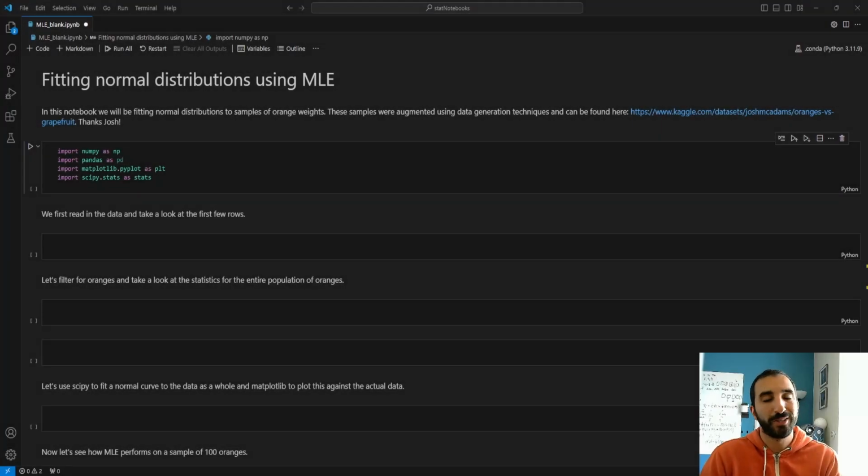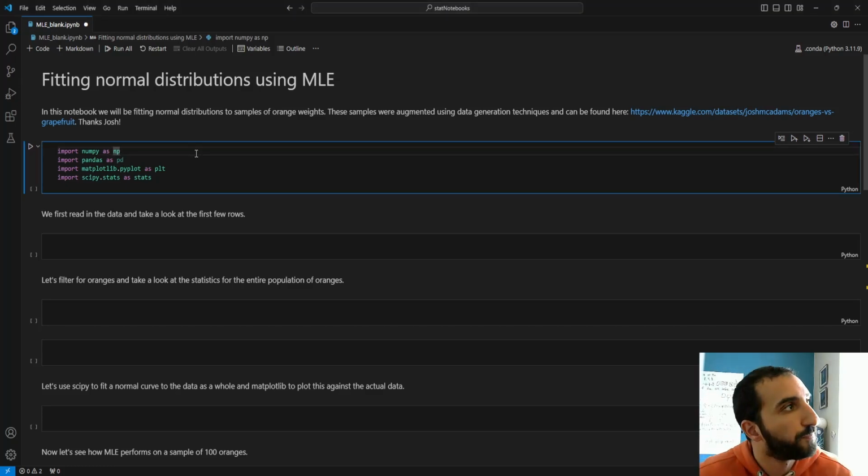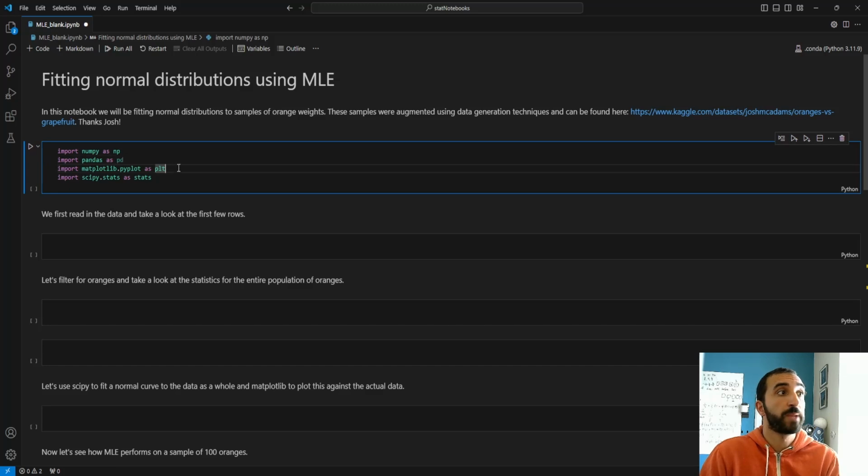All right, so here we are in the Jupyter Notebook. So like I mentioned, we are going to be using maximum likelihood estimates to fit normal curves to samples of orange weights. So I'll start off with some imports. We're going to be using NumPy. It's going to provide us with a couple helpful functions. Pandas is what we're going to be using for data manipulation. Matplotlib is going to be used to plot our outputs. And most importantly, we have Scipy stats here, and that is going to provide all of our curve fitting. So let's go ahead and import all of those.